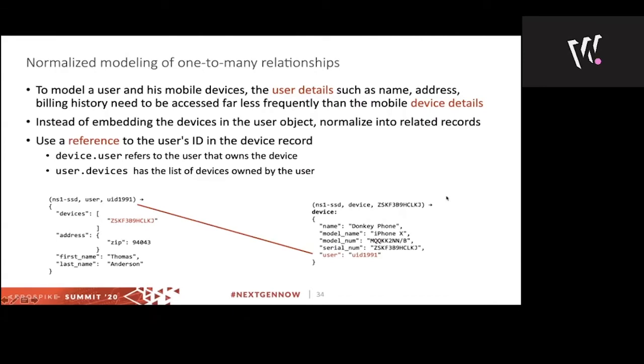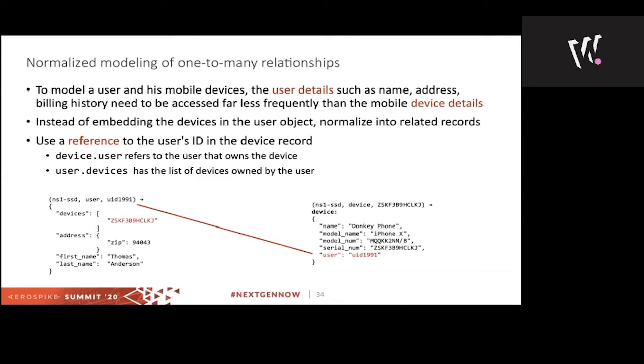So now let's talk about one-to-many relationships and how we would model them. Here we're actually using explicit references. First thing, let's say we're trying to model, again, a user and his mobile devices. The user details, like name, address, my billing account information, my billing history, change extremely slowly compared to mobile device details. Let's say that's an assumption. I don't really work for a telecom company, so let's assume that's the scenario.